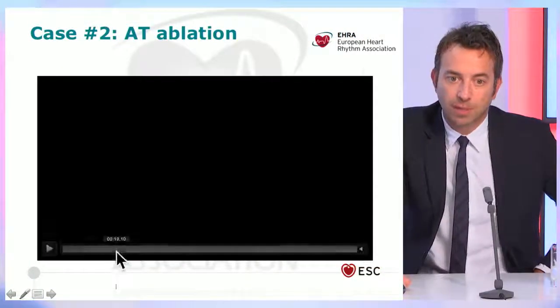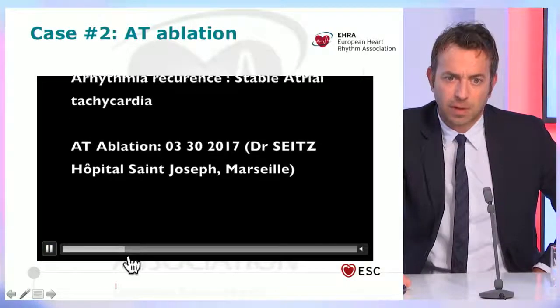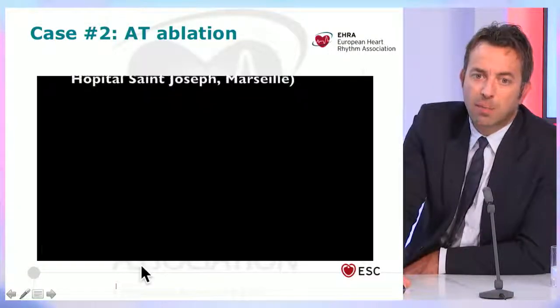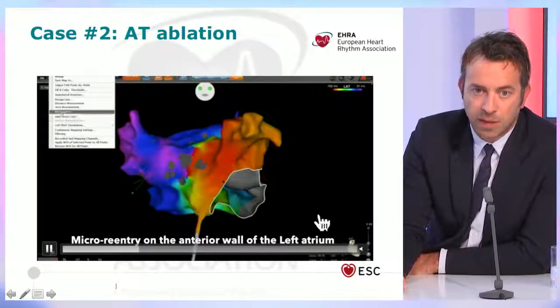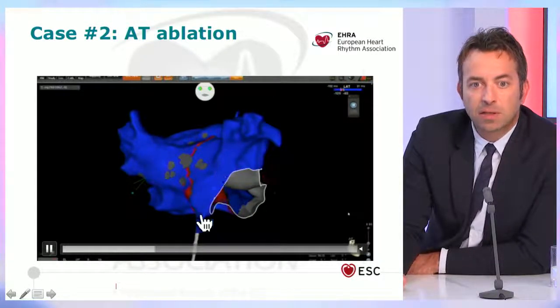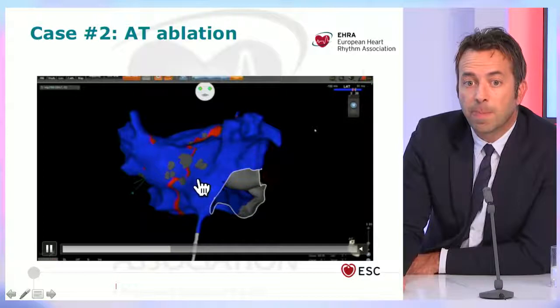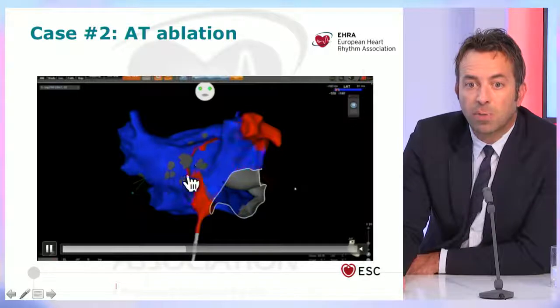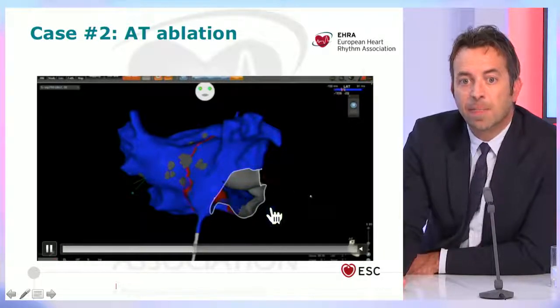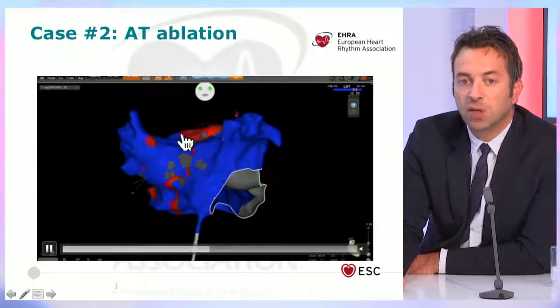Okay, so let me show you the ablation of this patient. We performed an activation map with PentaRay in the left atrium, and as you can see here the propagation. You can see areas of scar, maybe pro-arrhythmogenic, I don't know, and you can see re-entry activity here and here, maybe a double loop, maybe a figure of 8, and so we ablate only this region. We didn't check the veins, we didn't check anything, we just ablate the tachycardia.